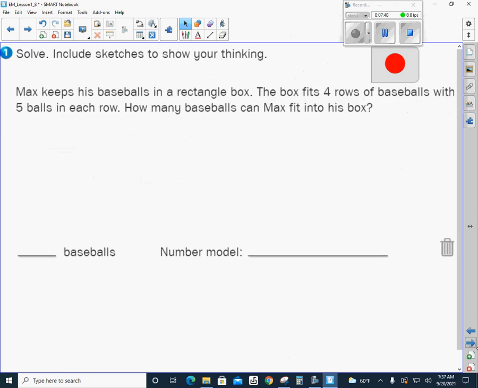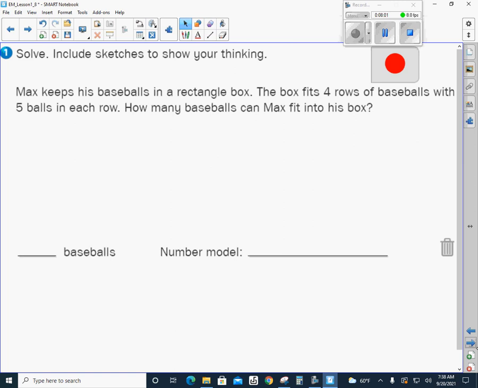All right, so let's solve this one. And again, I want you to draw a picture. I'm going to read it. You draw a picture. If you need to pause the video, do that. Max keeps his baseballs in a rectangle box. The box fits 4 rows of baseballs with 5 balls in each row. How many baseballs can Max fit into his box?